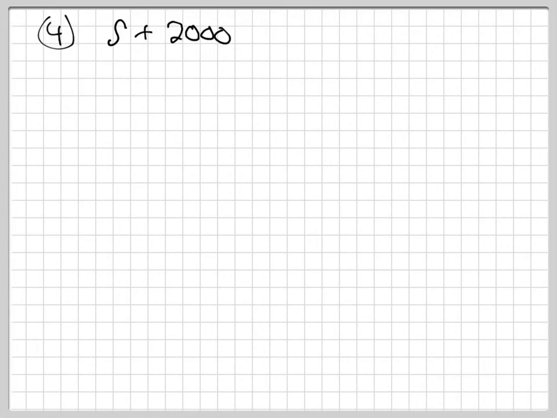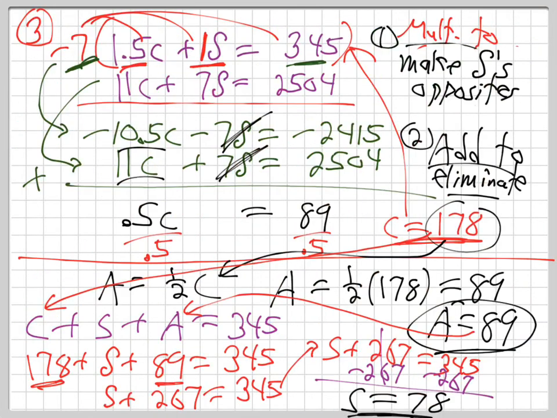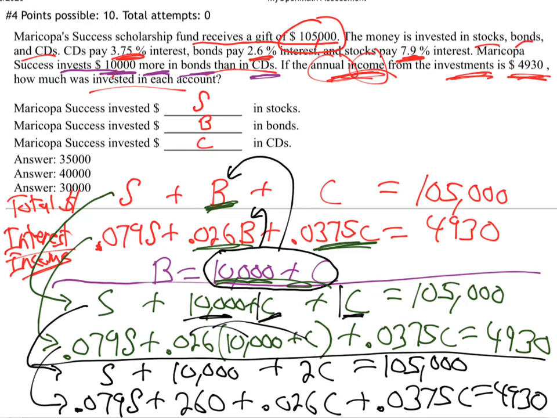I think I forgot what was there. Let's go back. What is it? S plus 10,000 plus 2C is 105,000. So there's that first equation. Second one is 0.079S plus 260.